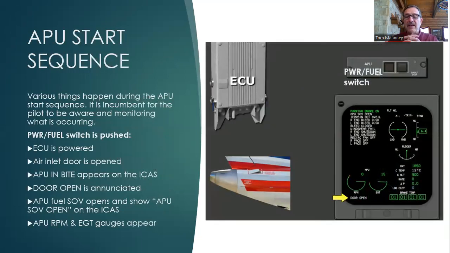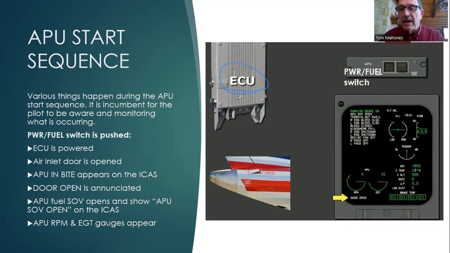Here's what the start sequence is that the ECU is commanding. So the ECU, the electronic control unit, being the brains of the operation. Nope, the pilots are not the brains in this one, but the ECU has taken over for the pilot and is setting up the sequence to start the APU.